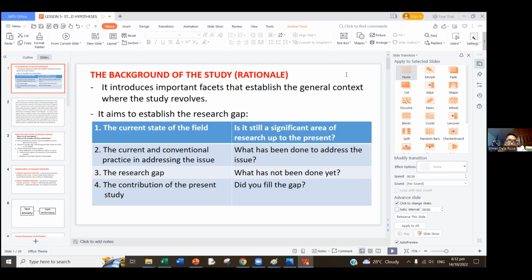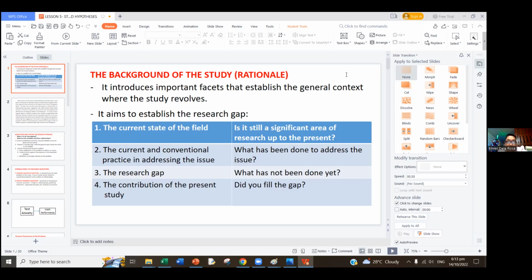Number 2, what are the current and conventional practices in addressing the issue? So if it's still relevant, what has been done to address the issue? So ito yung highlight ng related literature, di ba? Merong pinaka-highlight in which it talks about the most current and the most conventional practice or research study that has been done so far to address. And the third one is the research gap, or the question of what has not been done yet.